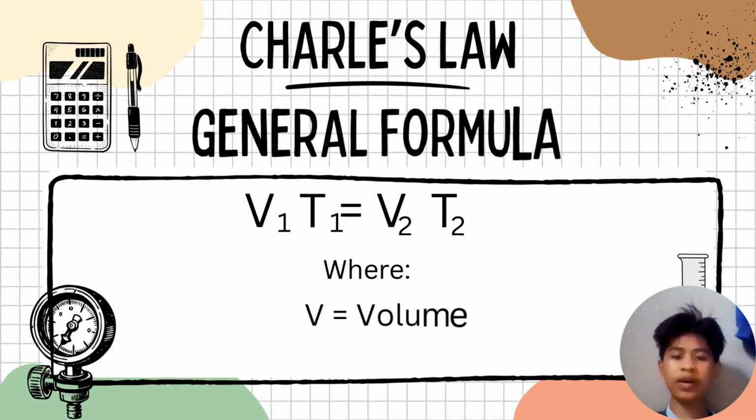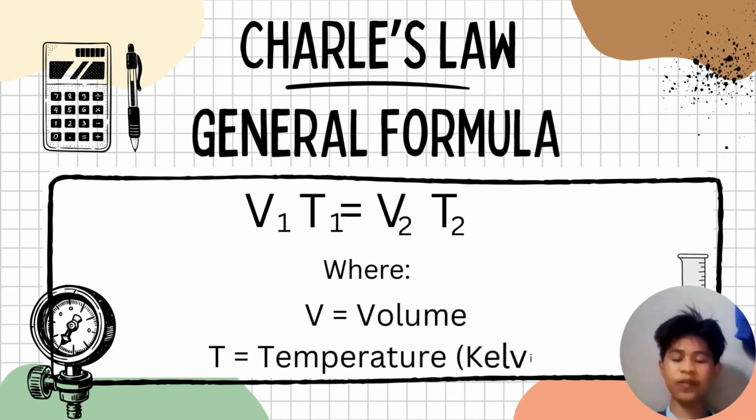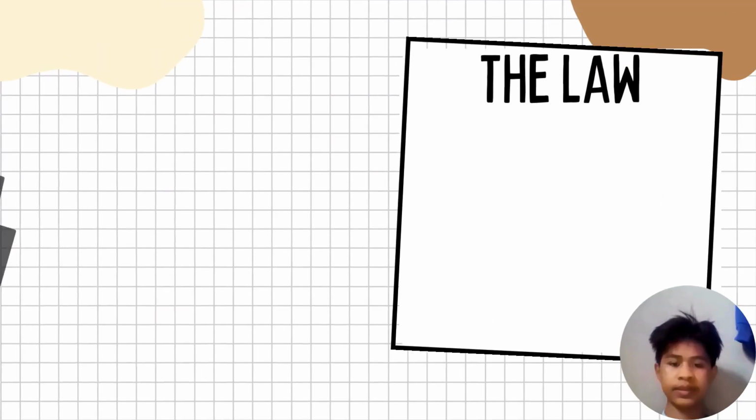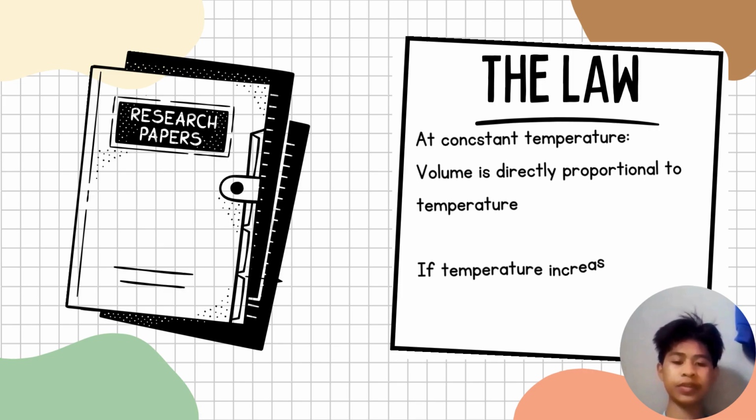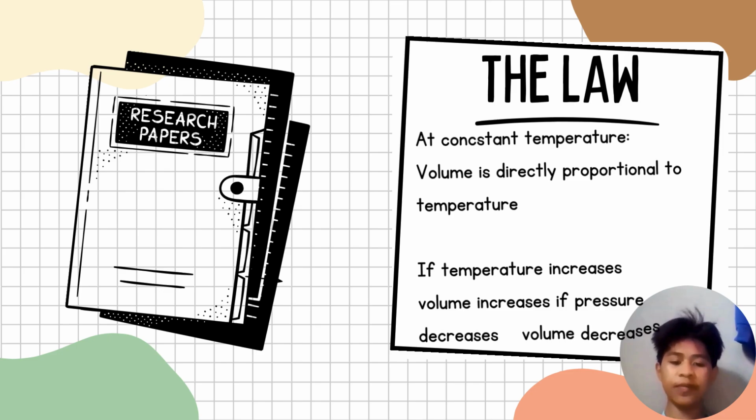Now, let's talk about Charles' law general formula. We have V1 over T1 equals V2 over T2, where V is the volume and T is temperature. Charles' law states that at constant pressure, volume is directly proportional to temperature. If temperature increases, volume increases. If temperature decreases, volume decreases.